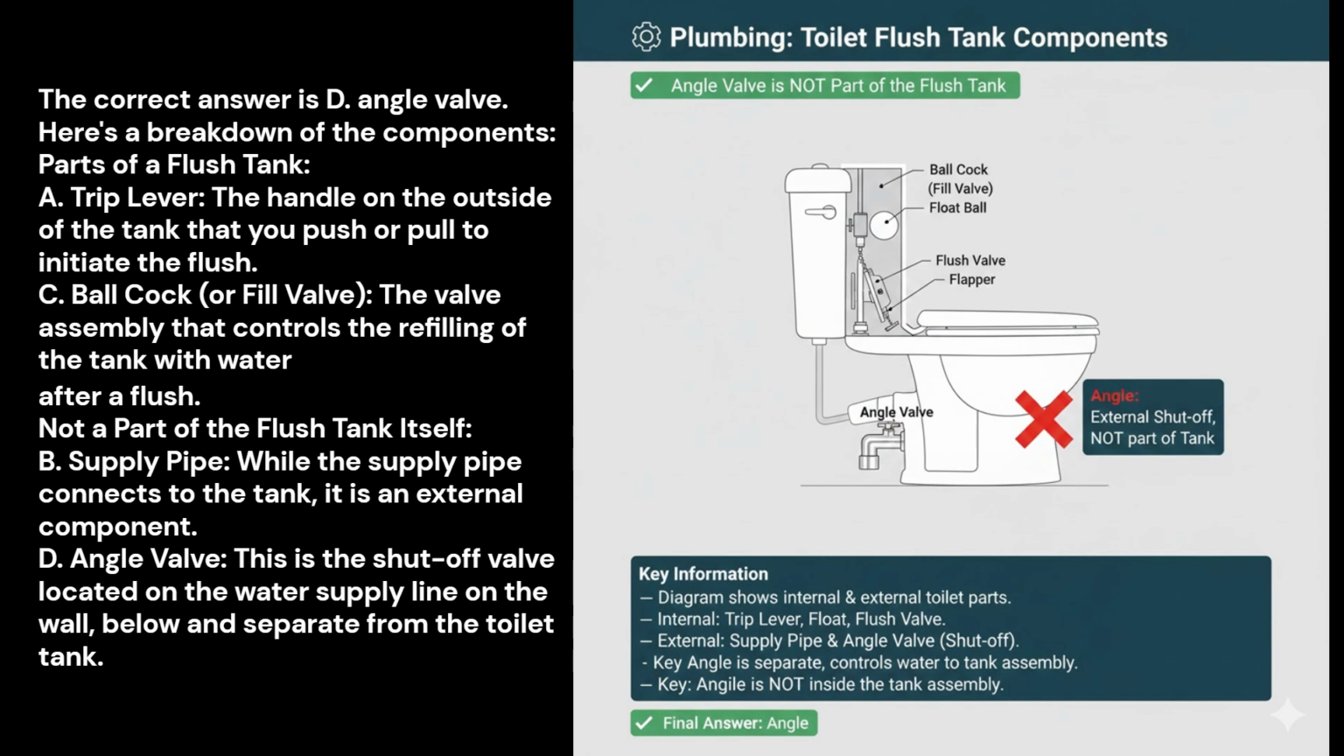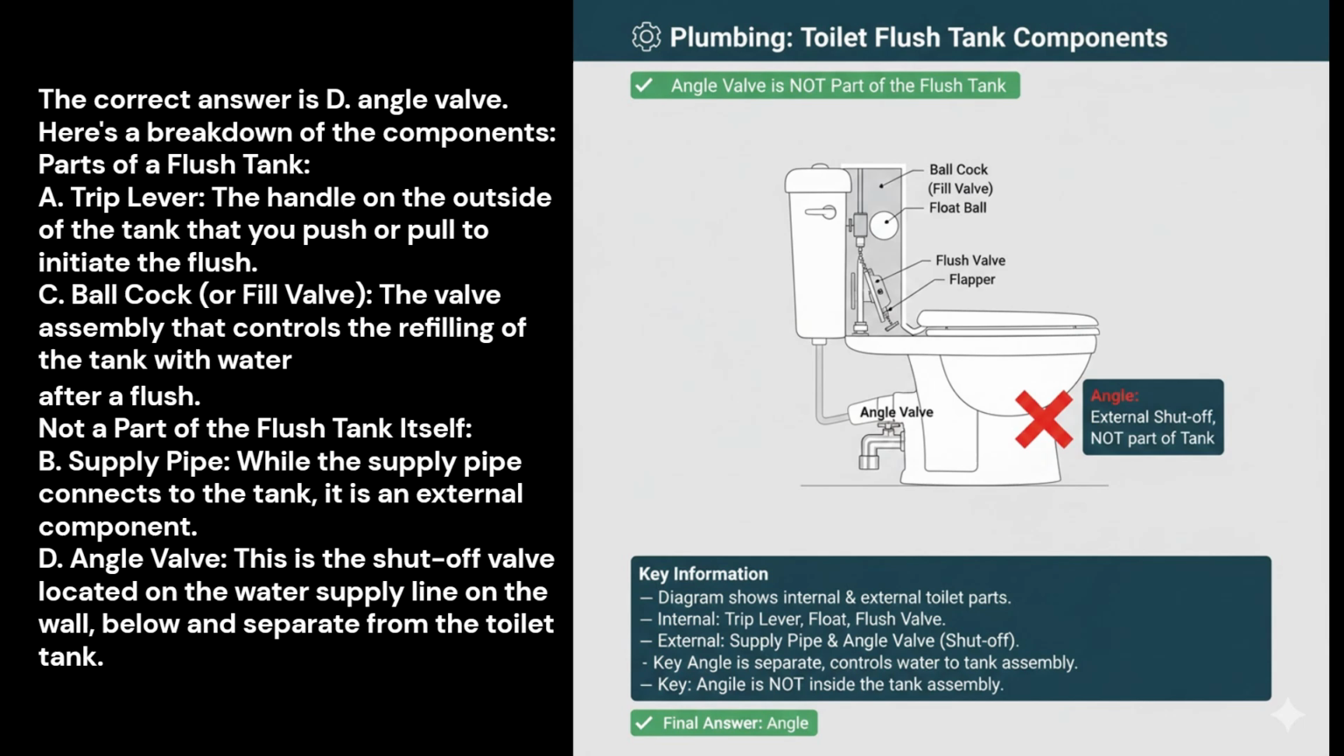Angle valve. Here's a breakdown of the components. Parts of a flush tank. A. Trip lever, the handle on the outside of the tank that you push or pull to initiate the flush. C. Ball cock, or fill valve, the valve assembly that controls the refilling of the tank with water after a flush. It is activated by the float ball, or float cup. Not a part of the flush tank itself.